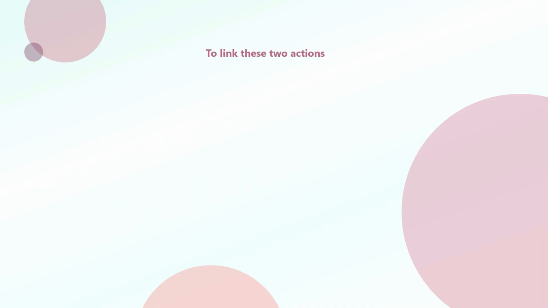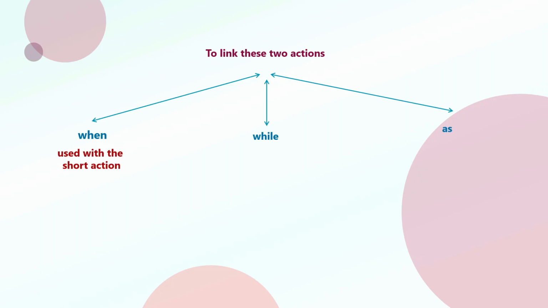To link these two actions, we often use linkers like when, while, and as. When is usually used with a short action in the past simple. It emphasizes the moment when something happened. For example, "I was reading a book when the phone rang."